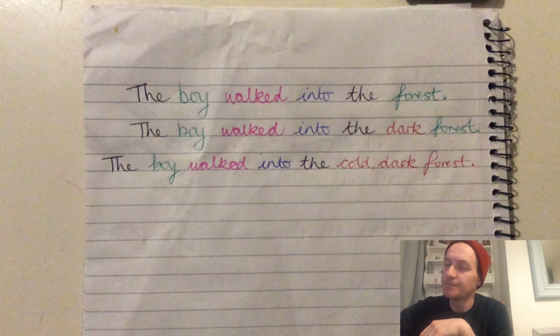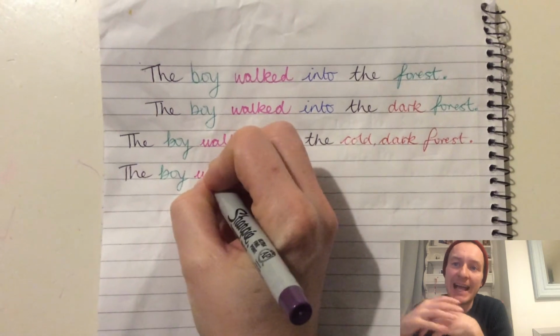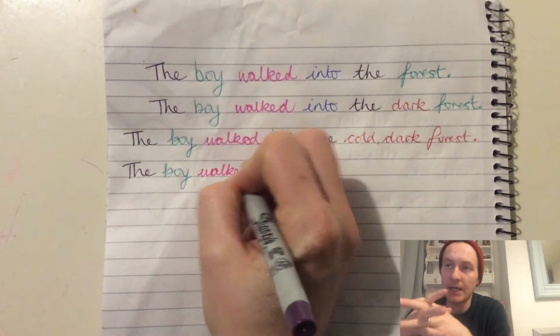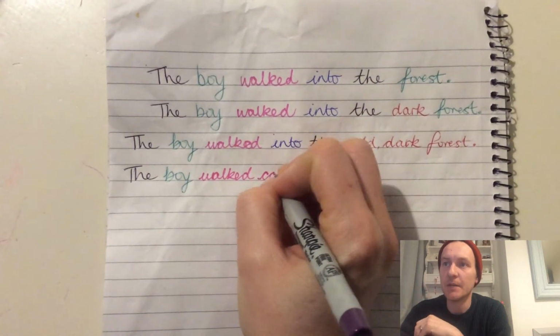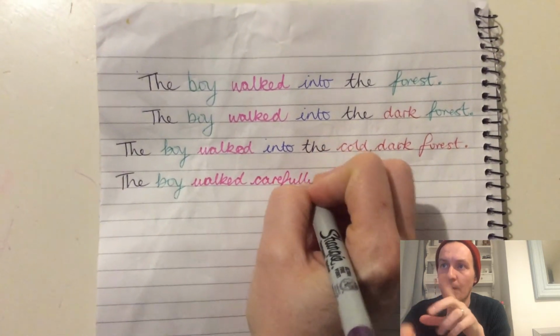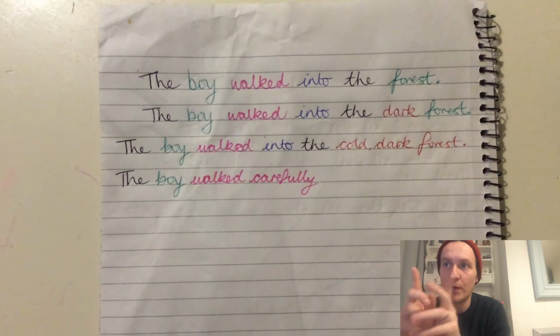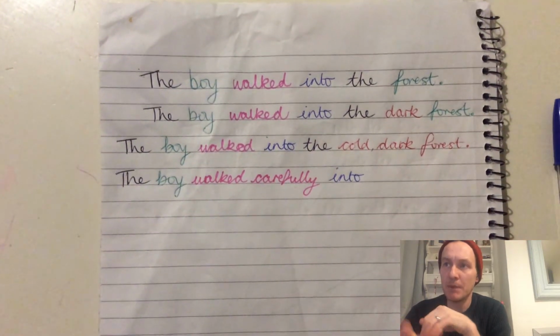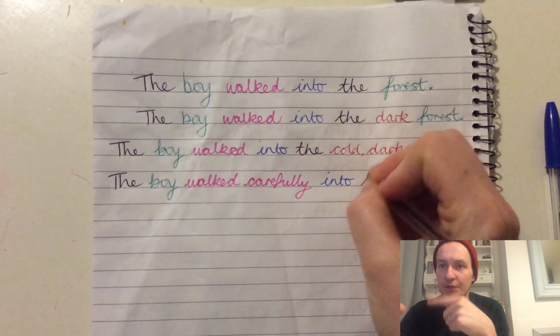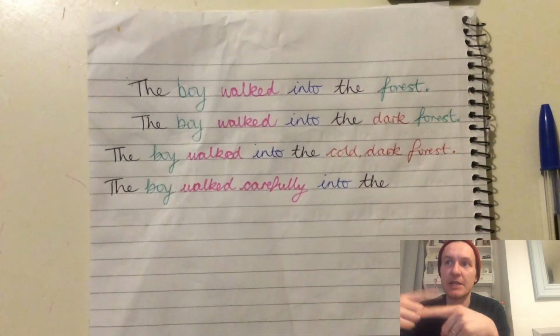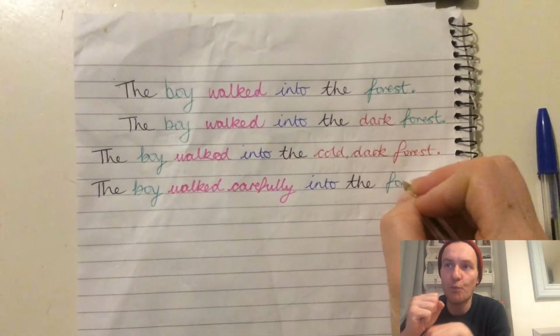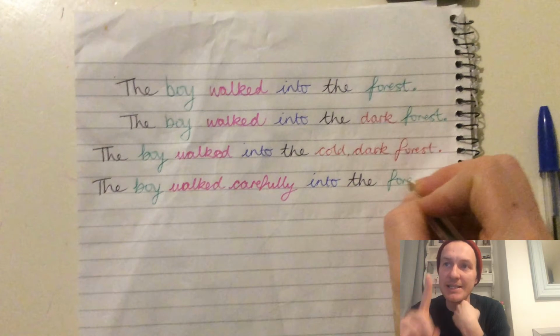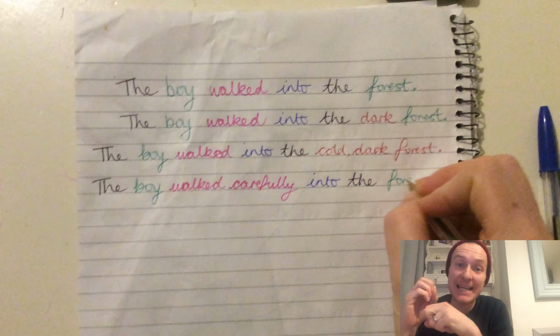Okay, so carrying on, now we're going to look at an adverb. So we're keeping that in pink, because it's connected to the verb. And as you can see, what Mrs. Malone has written there is the boy walked carefully into the forest. Now you'll notice that I'm not going to keep using the expanded noun phrase and the adjectives every time. We're going to just try and focus on one tool per sentence. So in this sentence, it's the boy walked carefully, and the adverb is carefully.